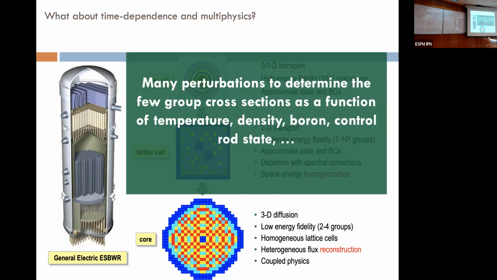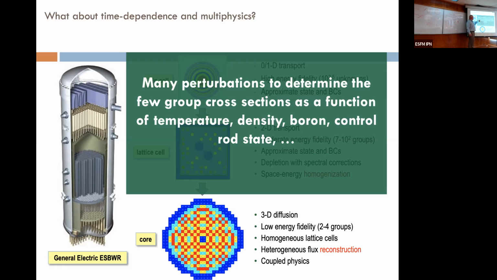So, and then for those who aren't familiar, the one up top is called lattice physics. And this would be like a Casmo. And this is core diffusion. This would be a Simulate. And so on your lattice physics, since you need to account for time dependence in multiphysics, you have to go through this process many, many times.